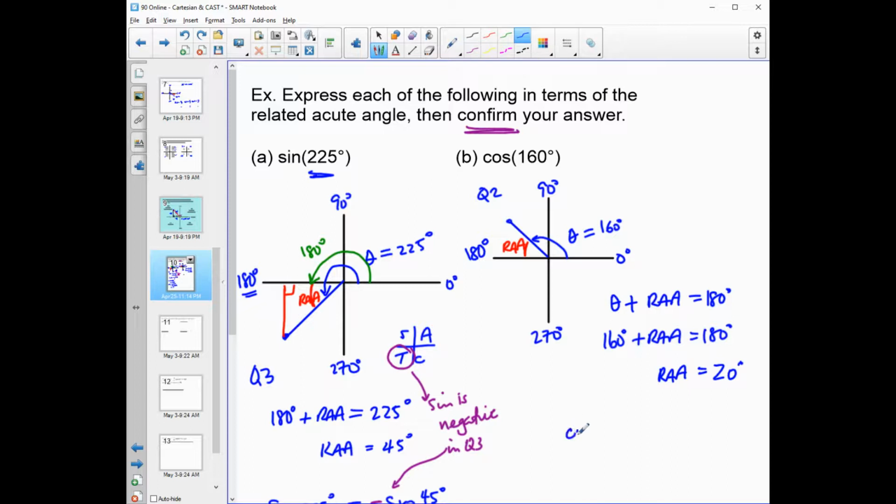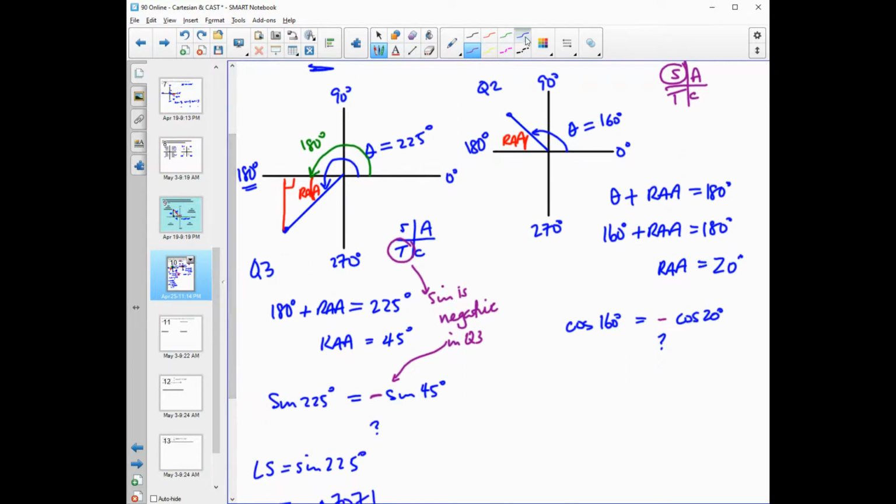So that means that the cosine of 160 degrees must line up with the cosine of 20 degrees, but is it a positive or is it a negative? And so to figure that part out, let's take a look at the CAST rule. And in this case, we're in quadrant 2. And in quadrant 2, sine is positive, which means cosine is negative, which means I have to put a minus sign in front there.